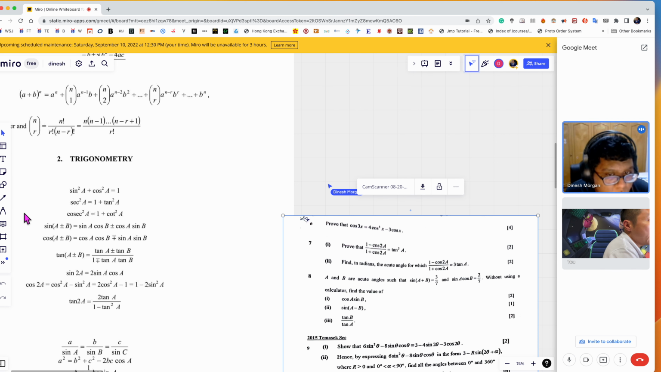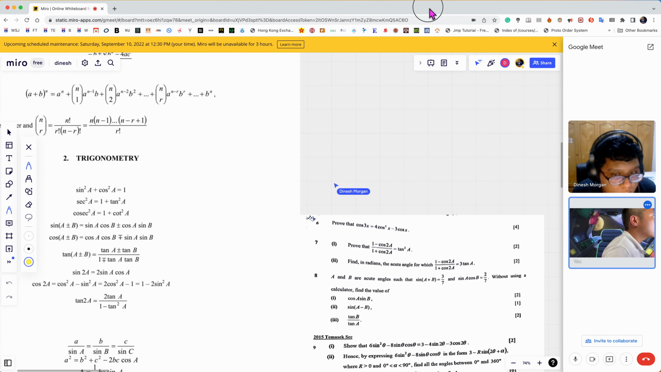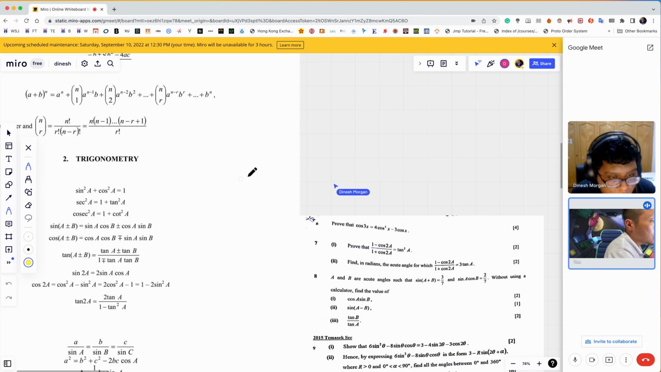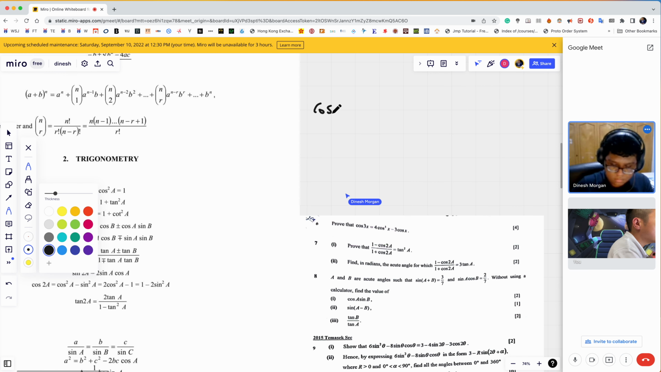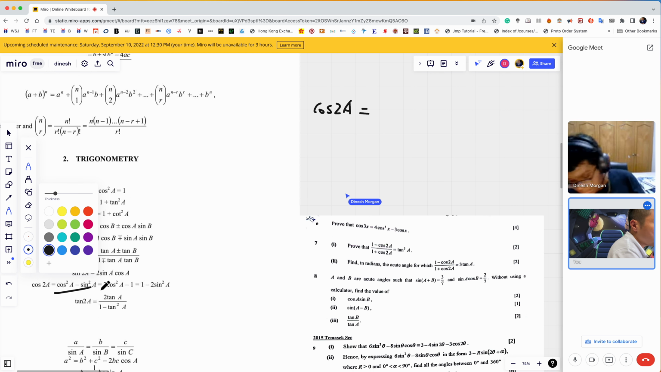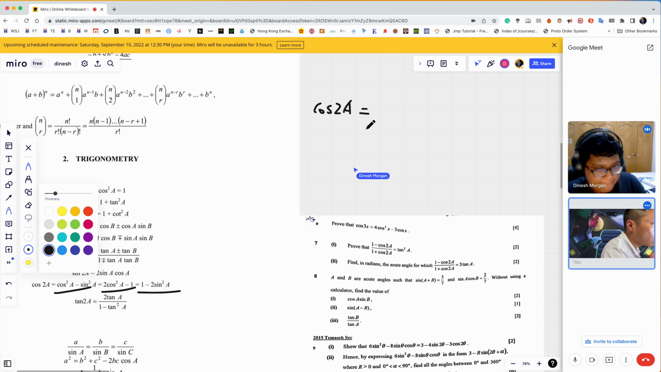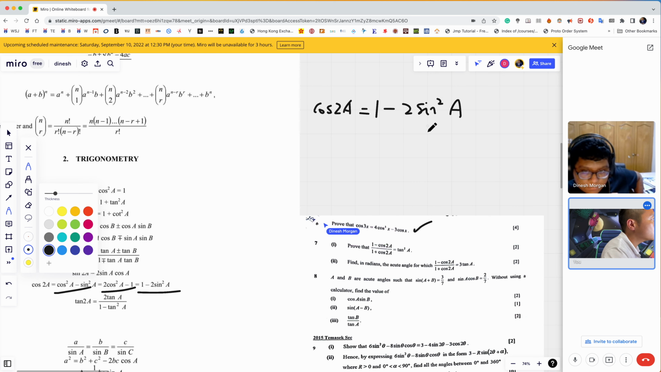Actually today I talk about this. Probably we can look at this cosine 2a. Okay, so let's start off with the cosine 2a. Cosine 2a is equal to, actually there are 3 variants here. Which one you pick really depends on your preference. So let's look at this, 1 minus 2 sine square a. I just want to point out this is the formula given, one of the variants, options 1, 2, 3. I pick the third one.